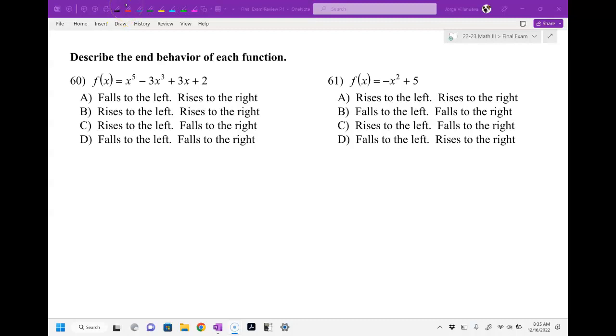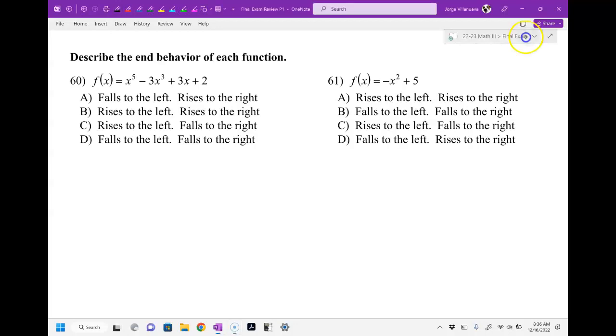All right, so last day here, 60 to 70. Now, for this one, they want us to describe end behavior of a function. Basically they're saying, look at the equation, tell me whether it's going up, up, or down, down from the left and right, or is it going down to the left, up to the right, or up to the left, down to the right?